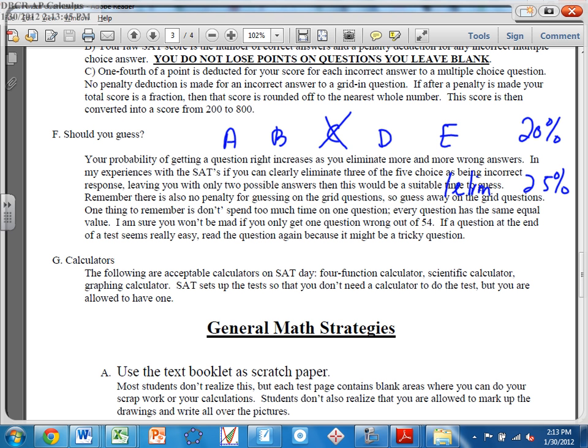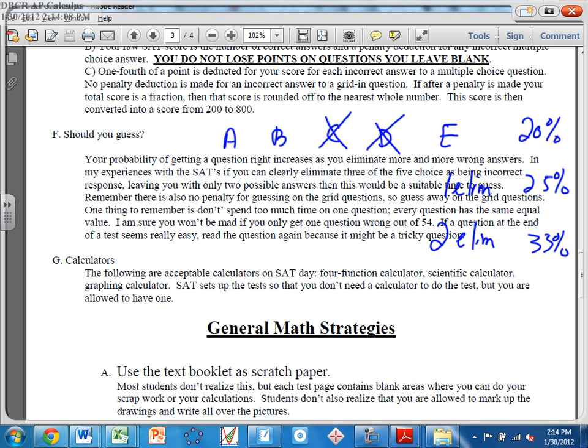Because if you get it wrong, you lose a quarter of a point, which is still 25%. So you'd be breaking even. What I want you to then think about is this. If you can eliminate another choice, now you have a 1 out of 3 chance. So if 2 are eliminated, you have a 1/3 chance or a 33% chance. If you can eliminate that much, then it's a possibility you may want to guess. And that I'm leaving up to you. That's an educated guess if you think about those 3.